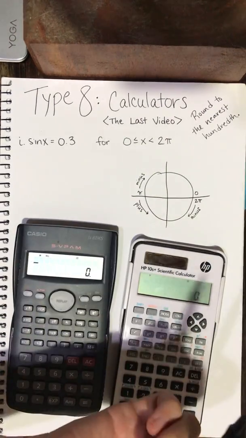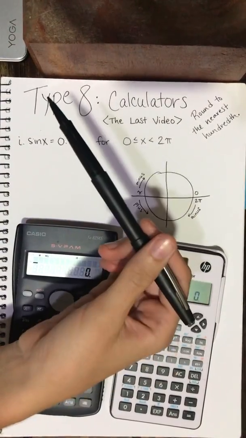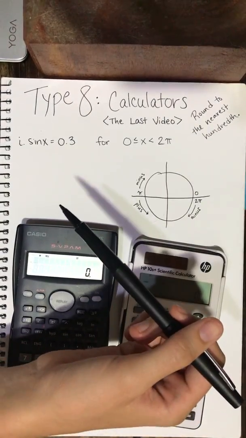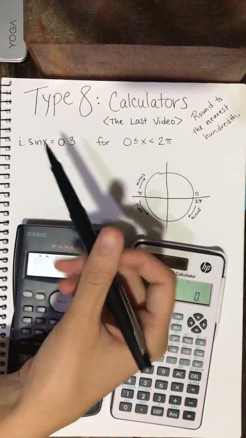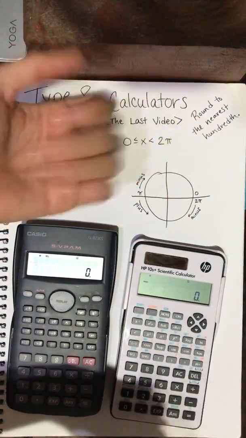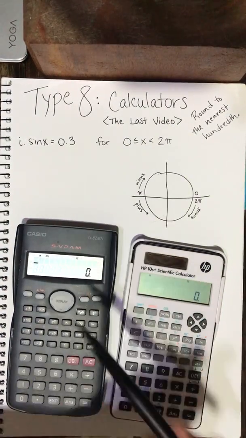Now you might be confused because on the Google document, it says that there's 10 types. But really type 9 is just a word problem, and type 10 is just practice with it all. So really this is our last new thing, and it involves the calculator.